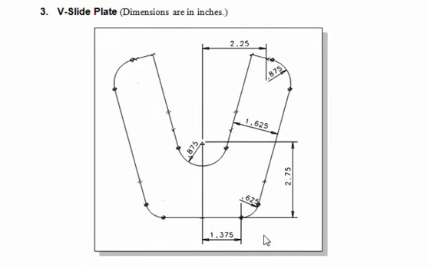In this video, I will go over the procedure to create the V-slide plate design using the parametric sketching tools that are available in AutoCAD. So let's look at the design. The first thing that is pretty obvious is that the design itself is symmetrical about the vertical axis. This means that we only need to create half of the design and then use the mirror command to complete it.